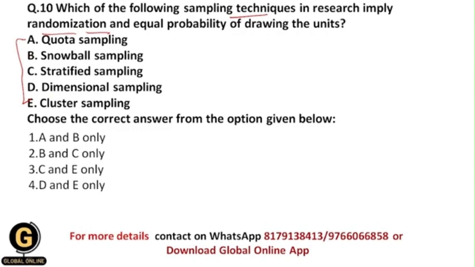So whether it is quota sampling, snowball sampling, stratified sampling, dimensional sampling or cluster sampling. So here the probability sampling procedures are stratified and cluster sampling. As we have seen in this video only, quota and snowball sampling, all of these are non-probability sampling. Okay, and that's why the remaining options will be stratified and cluster sampling, and those are the probability sampling techniques, and that's why your correct answer should be C and E only. Okay, C and E only, stratified and cluster sampling.